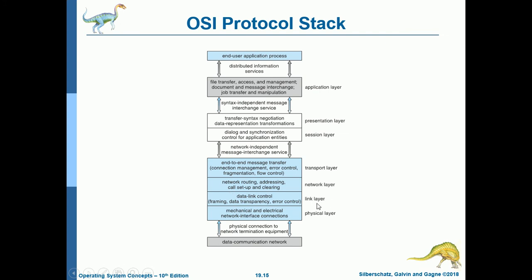In the link layer, we have the data link control, where framing, data transparency, and error control happen. For the physical layer, we have the mechanical and electrical network interface connections, so these are mostly hardware. Between the physical layer and the data communication network are the physical connections to network termination equipment, such as, for example, cables. We also have wireless access points and routers.